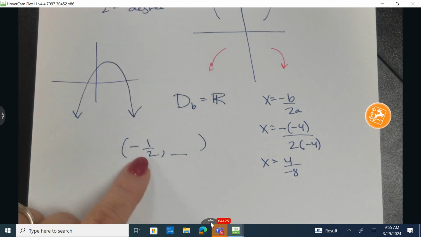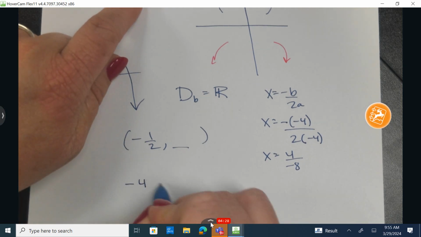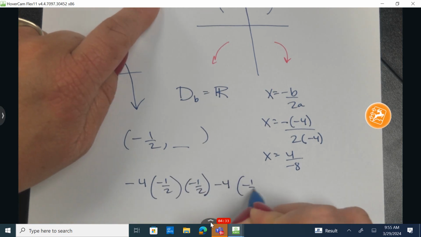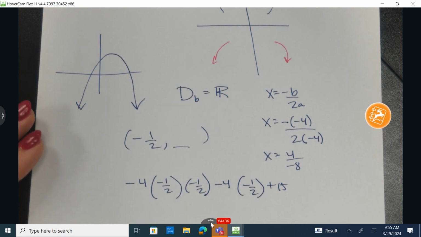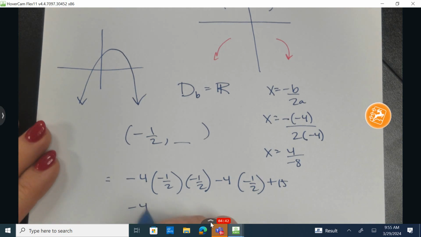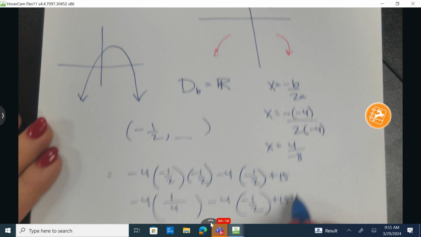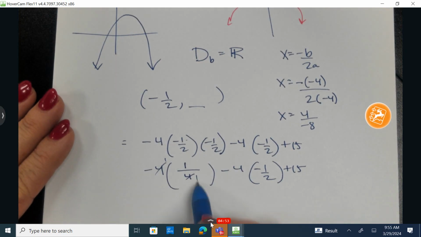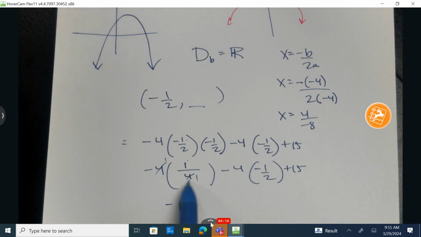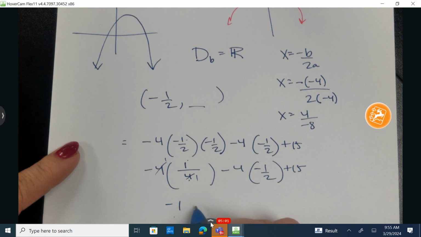So I want to come up here and go, okay, -4, and then I want to take -1/2 times -1/2 minus 4 times -1/2 plus 15. And what this is going to do is give me the outcome for the vertex, or the y coordinate of the vertex. Multiplying across here, -1 times -1 is 1, 2 times 2 is 4. Okay, so the 4's are going to be reduced down to 1, and I'm left with -1. Or I could have said -4 times 1 is -4, -4 divided by 4 is -1. Okay, two negatives multiply to give us a positive, and half of 4 is 2.